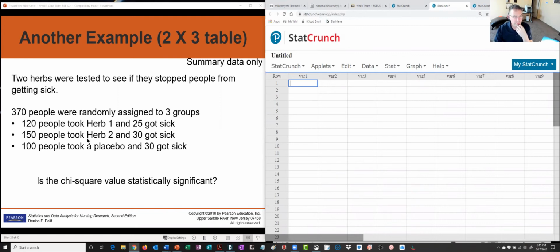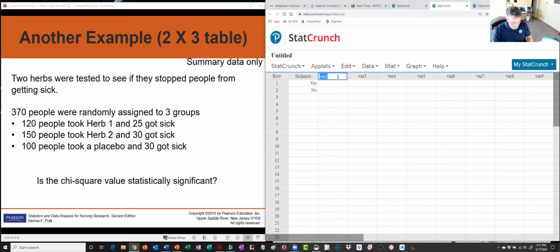First question, who can type in first? What's our dependent variable, our outcome? The group they were in, what they took, or their sickness? What's our dependent variable here, our outcome, that we want to put in this first column? Yeah, sickness. So we'll just label variable 1 sickness. And again, that's yes or no. We don't have the raw data, so we're going to reconstruct this table.